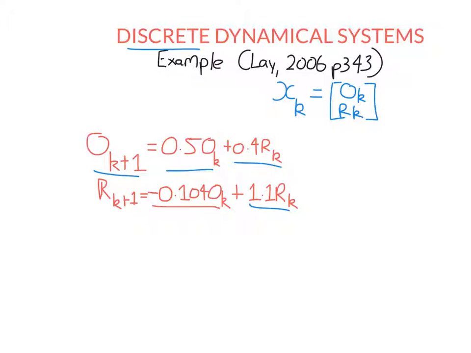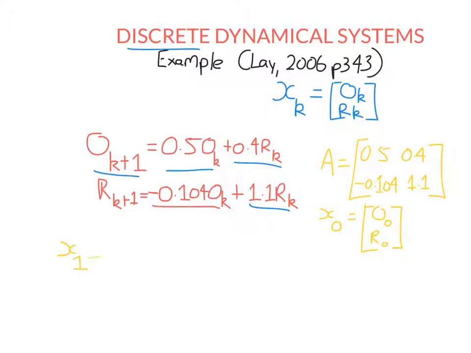So we're going to put all of this information into a matrix. We have our matrix and we're going to have some initial vector x0. I'm going to call it O0 and R0, the population of owls and rats to begin with. After 1 month, I can find the population by just applying A to x0. And after 2 months, I can just apply A to x1. But that would be A times x0, which is A squared x0. Hopefully you'll understand there's a pattern. At time k, the population will be given by A to the power of k times x0. We're interested in what this will equal as k gets larger and larger, approaches infinity.